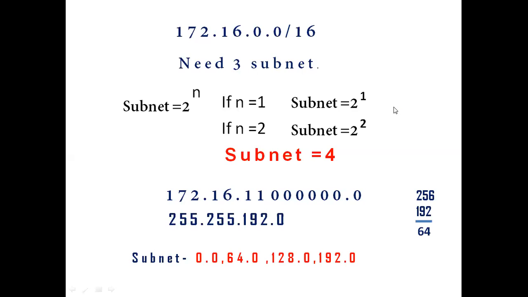So the fourth subnet will be 192.0. So by using this formula, we will get 4 subnets here.